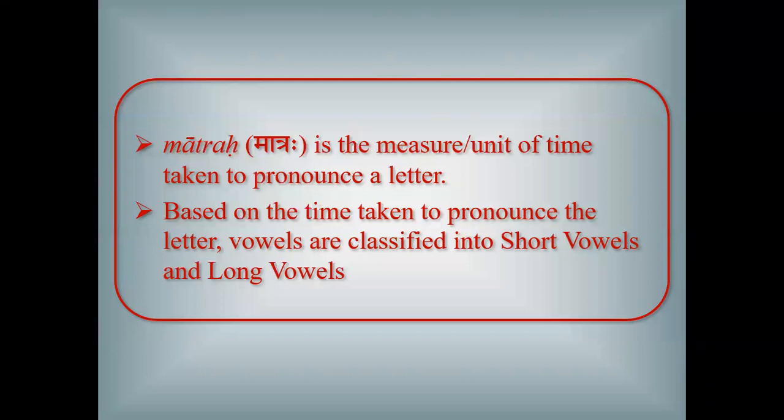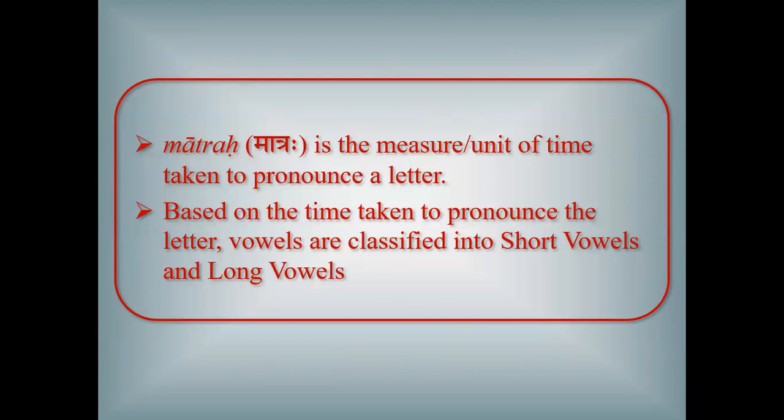That classification is based on the place of pronunciation. Then the same vowels are classified into short vowel and long vowel based on the time taken to pronounce it. Now you know, 13 vowels are there. Among them, 9 vowels are simple vowels and 4 vowels are conjunct vowels.